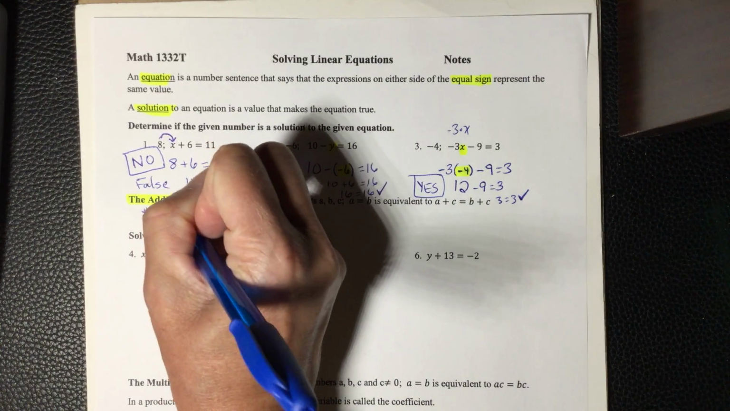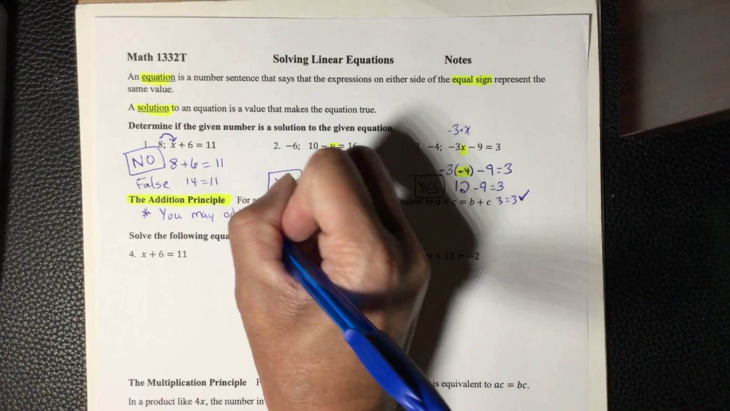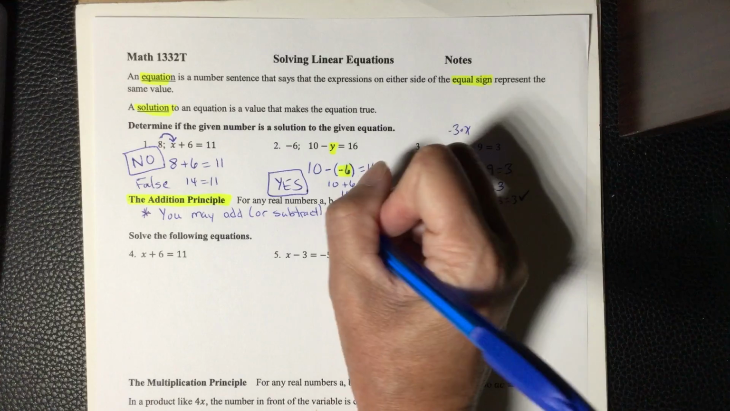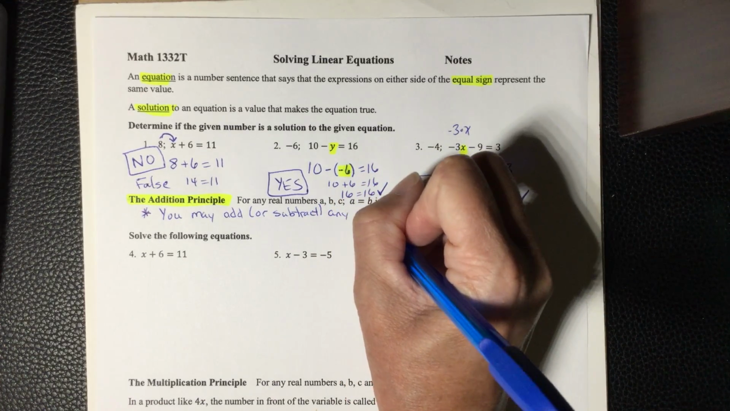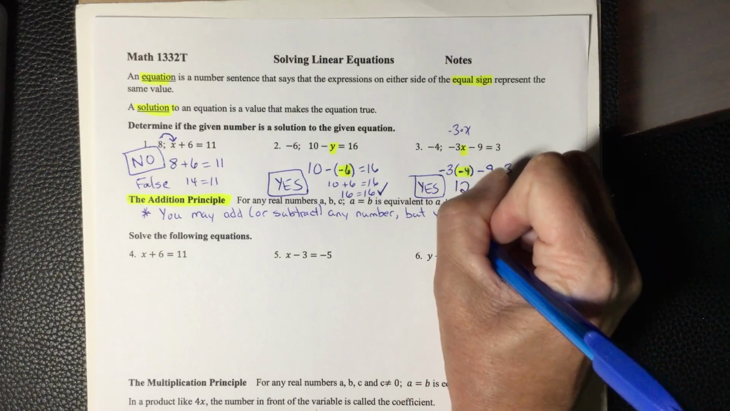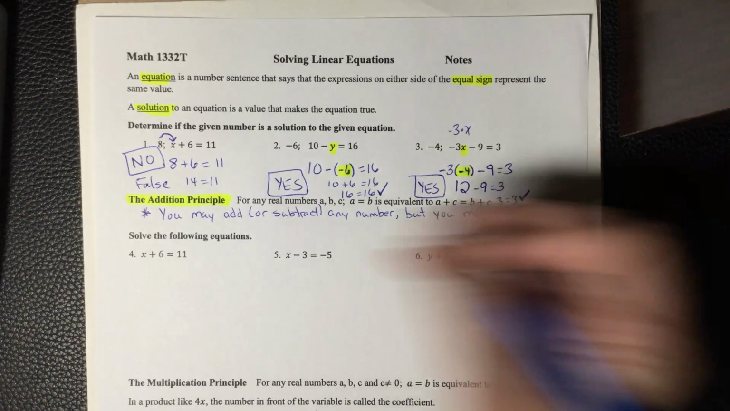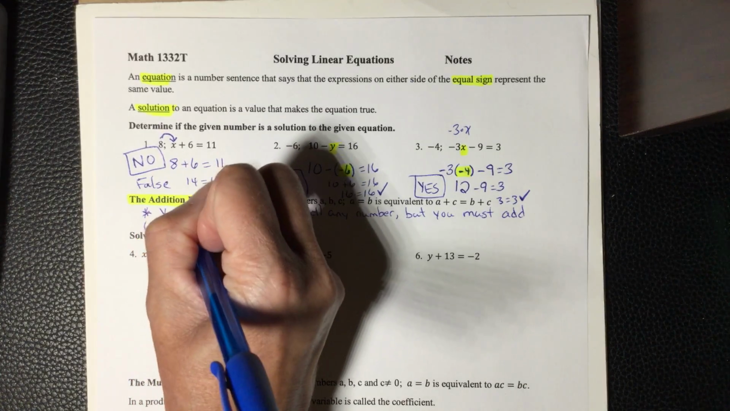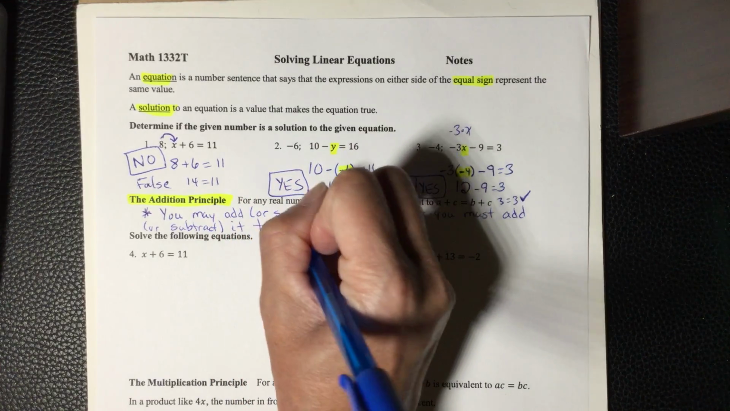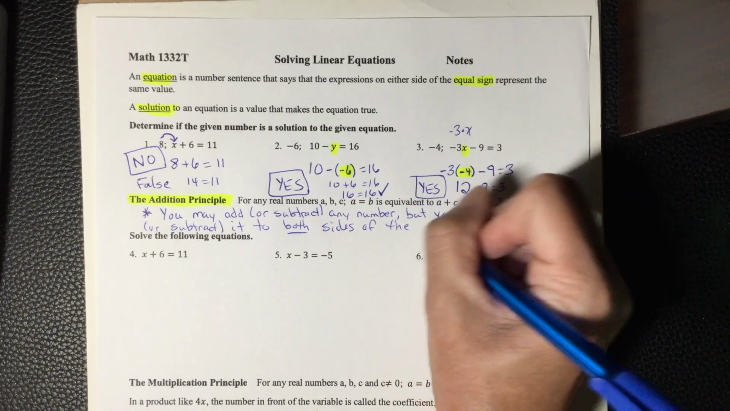So we're going to reword this to say you may add, and I'm going to put in parentheses, or subtract, any number, but you must add, and again, or subtract, it to both sides of the equation.